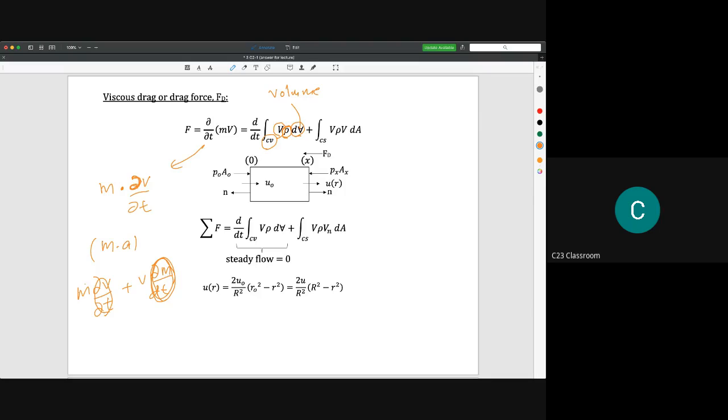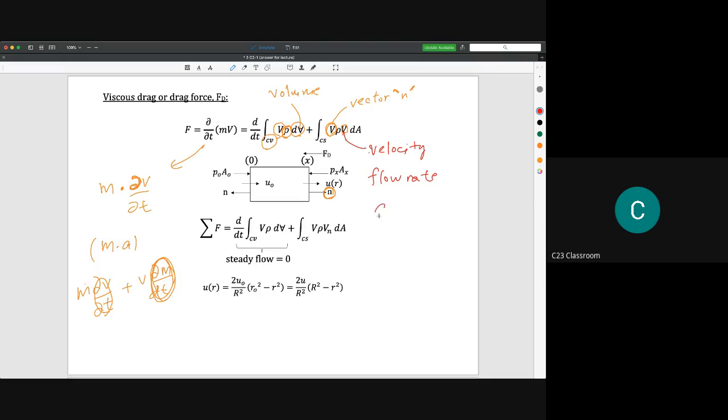The v here actually refers to the vector n. Vector n means you need to compare the direction of the velocity with this direction. This is not simply the velocity equal to this velocity; this velocity is the one that gives you the flow rate.